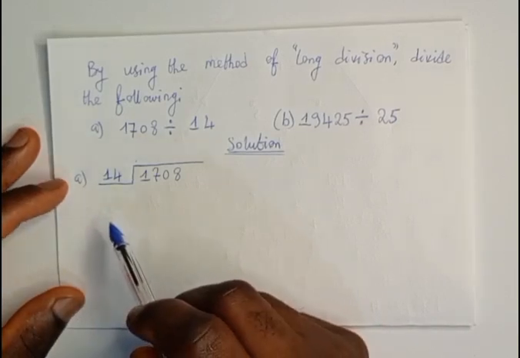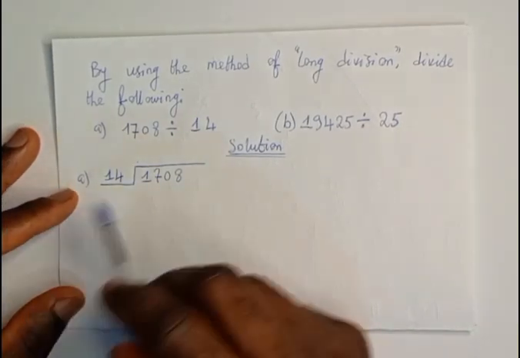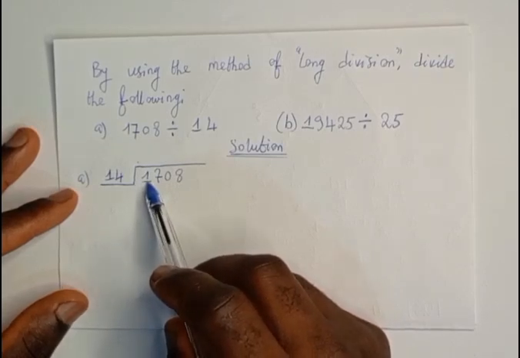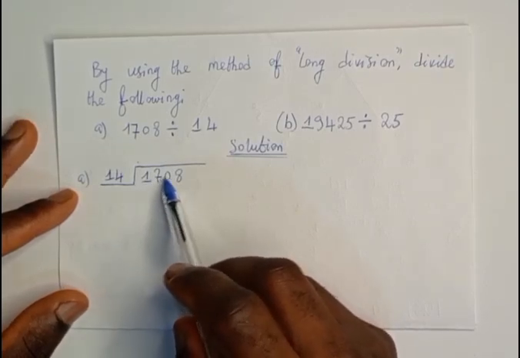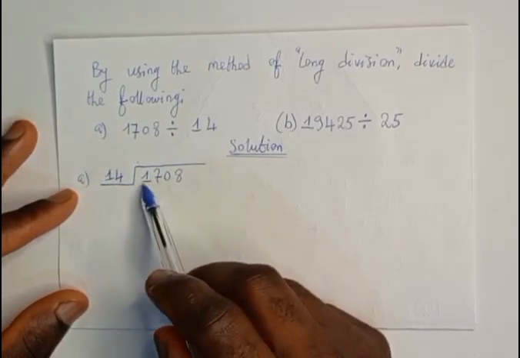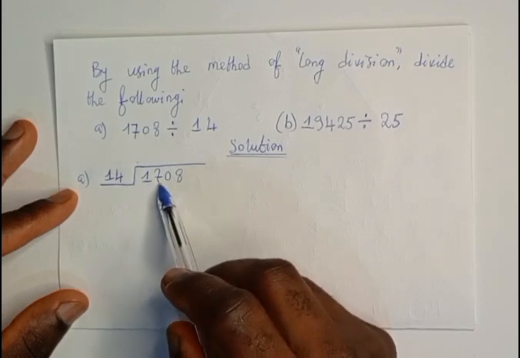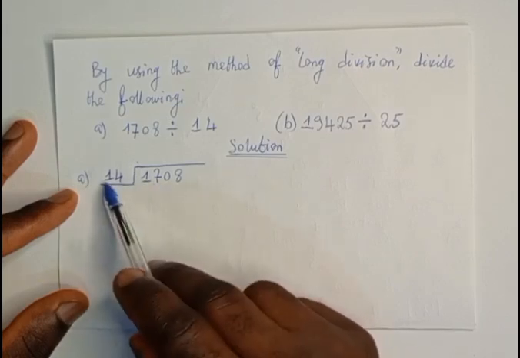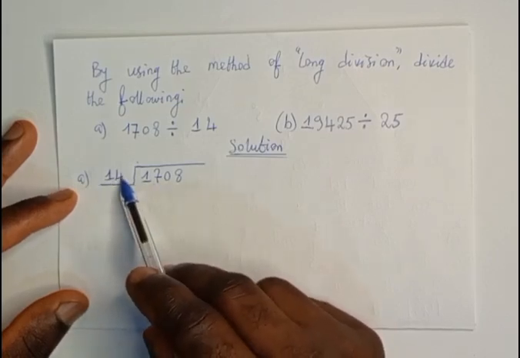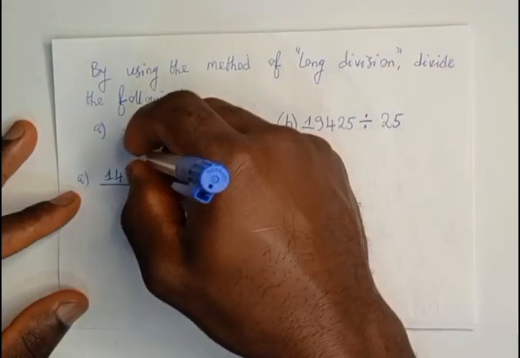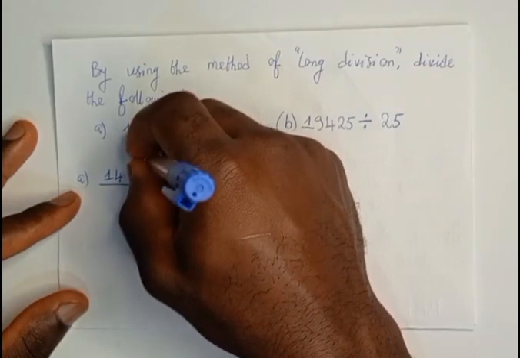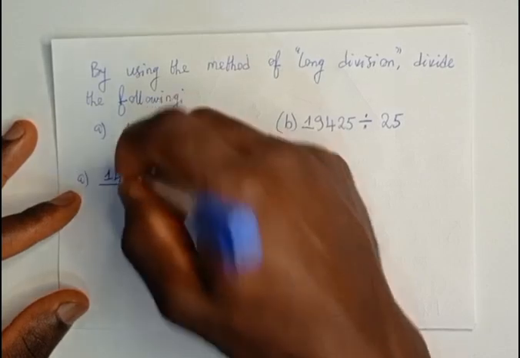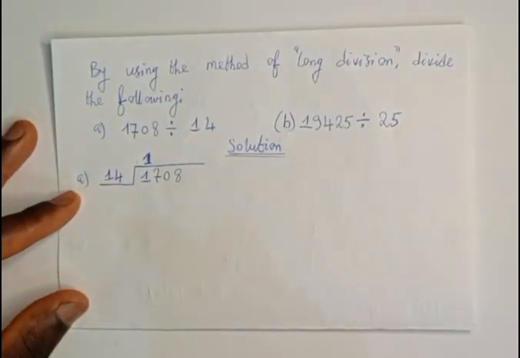Now let's perform the division. In the number 1708, if we take the first two digits, we are going to form the number 17, which is greater than 14. 17 divided by 14 gives us a whole number of 1. We're going to write the whole number above here. We're interested only in the whole number. We don't need the remainder.